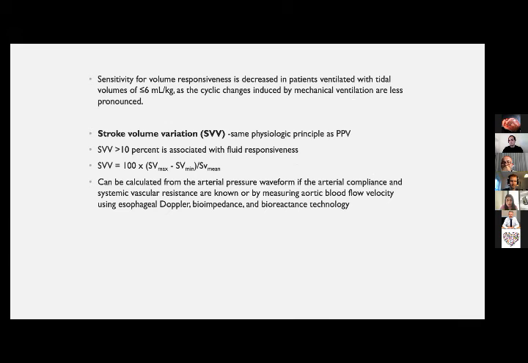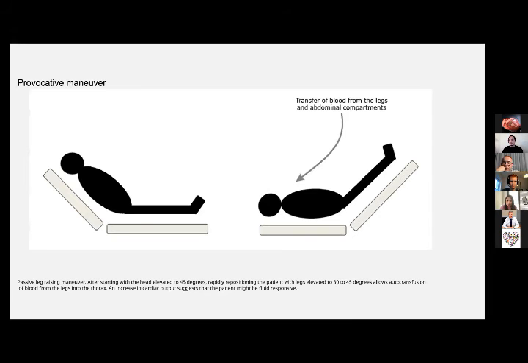The same principle applies to stroke volume variation. Stroke volume variation is the difference between the maximal and the minimal stroke volume divided by the mean, multiplied by 100. If there is more than a 10% change in that after you give fluids, it means that the patient has responded optimally to the fluid challenge. There are some provocative maneuvers that can also be done.